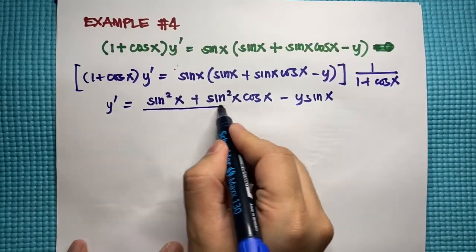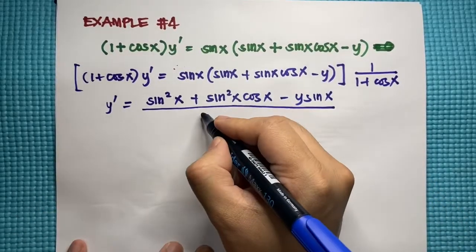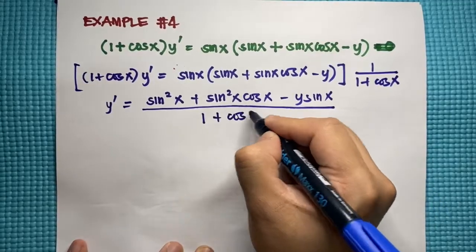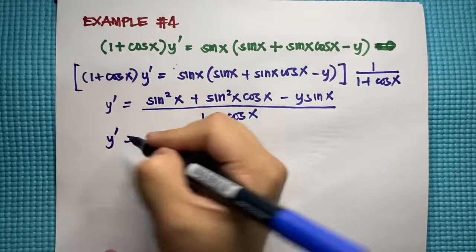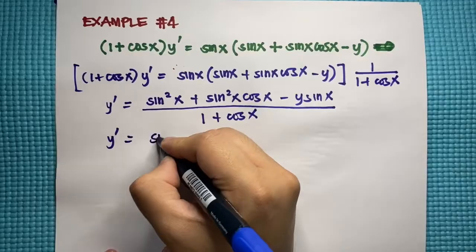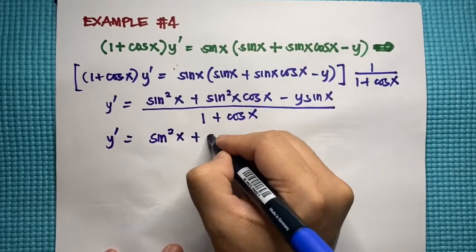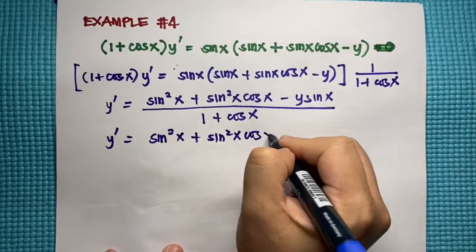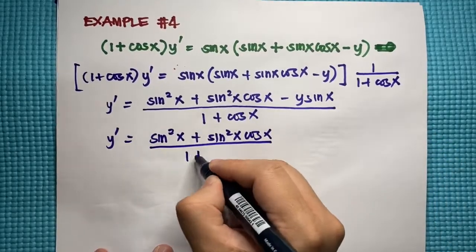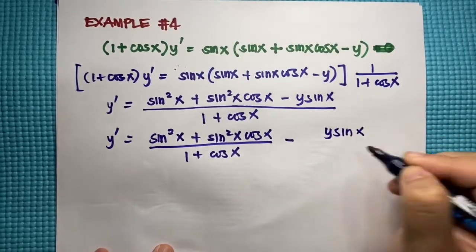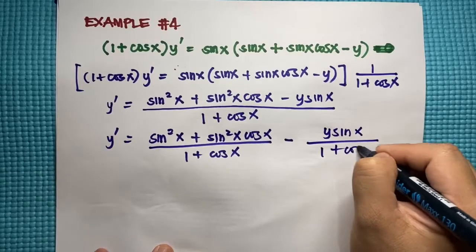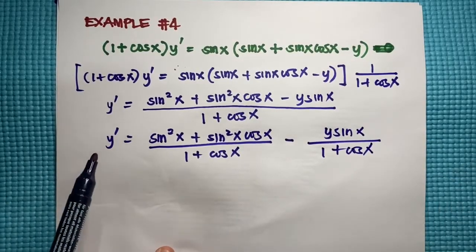so all over 1 + cos x. And then from here, I could separate this into two. So I could rewrite it as (sin²x + sin²x cos x) divided by 1 + cos x, then minus y sin x divided by 1 + cos x. I'm doing this because this is y'.